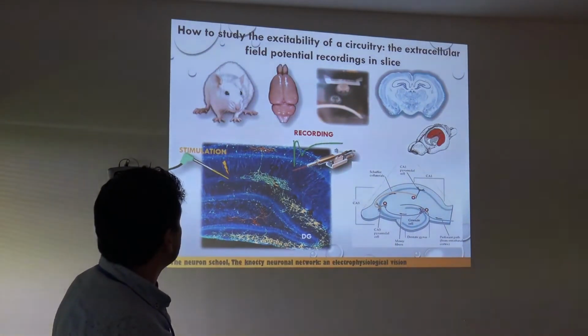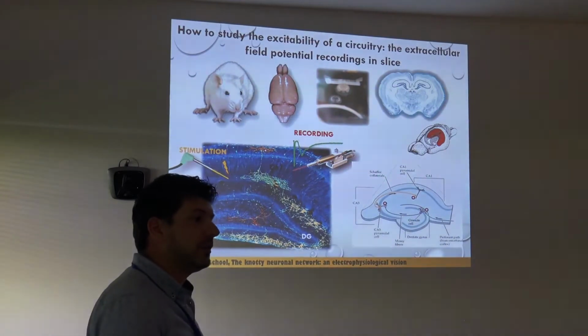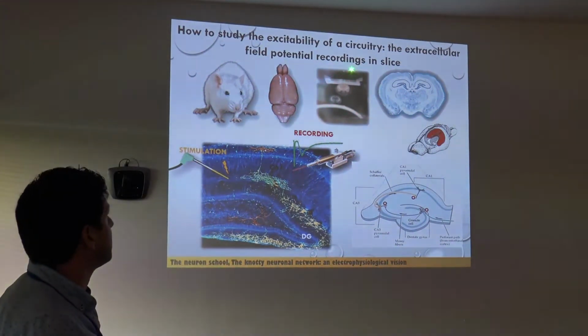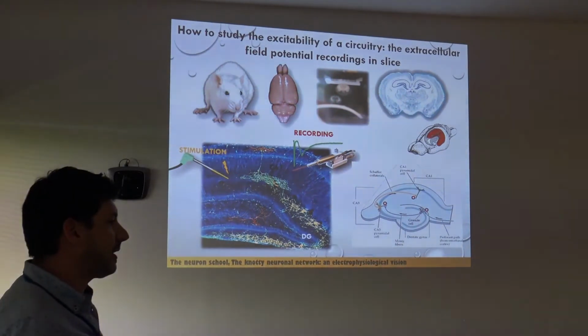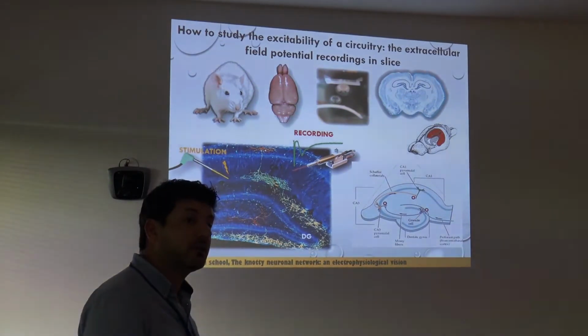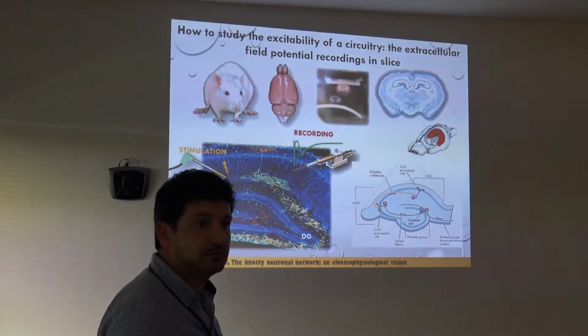So how can we study the excitability of a circuit and not of a single neuron? We have to apply the extracellular field potential recording in slice. Until now we were talking just about intracellular recording; the patch clamp recording is a kind of intracellular recording. But we can also see what happens if we put our recording electrode outside the cell.